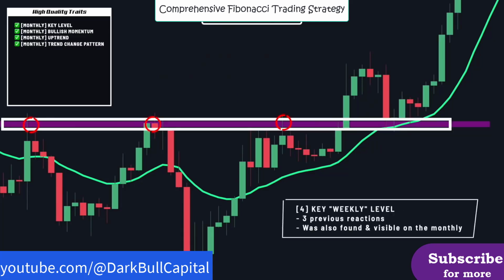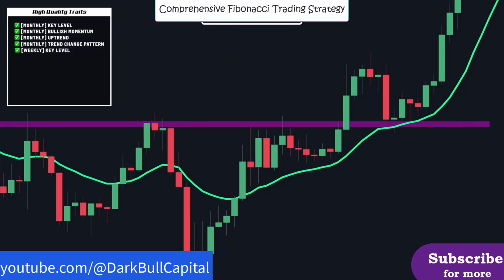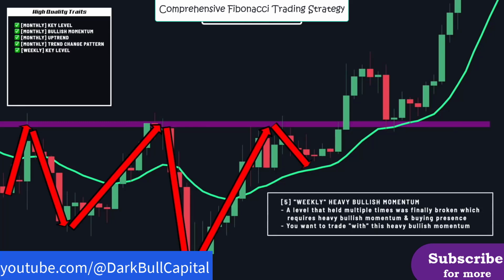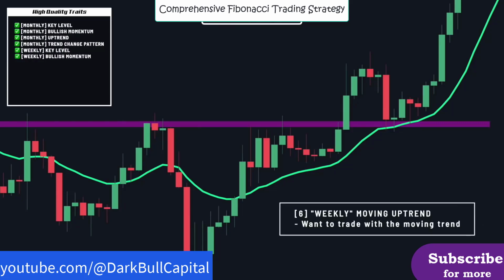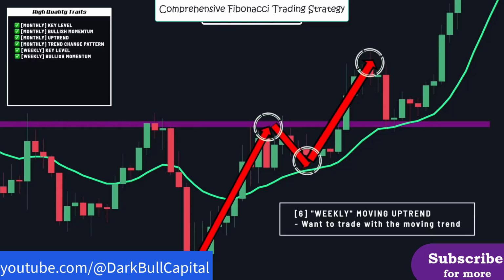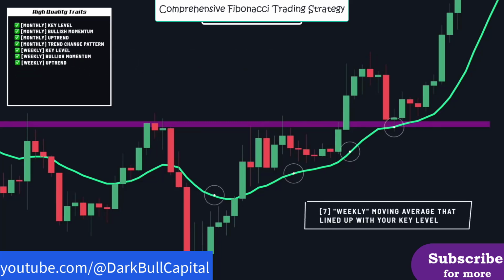So first, you had your very key weekly level. Next, this level that held 3 times previously finally broke through, which shows how much bullish momentum and buying presence had entered the market. Next, we are also in a clear moving uptrend through the higher highs and higher lows. We then had the moving average that crossed perfectly with the key level and is where the trade opportunity long presented itself.